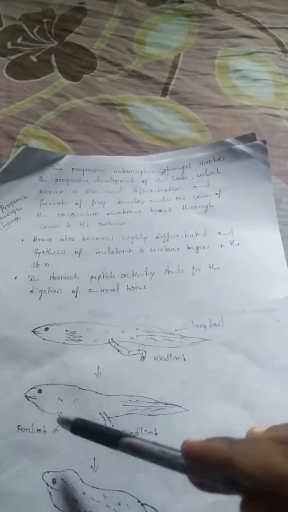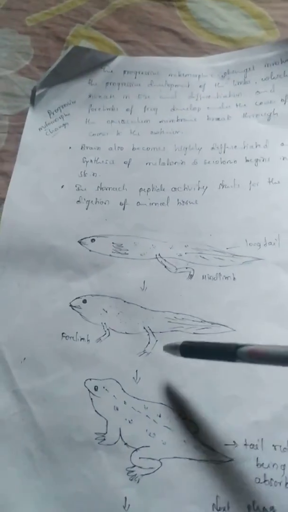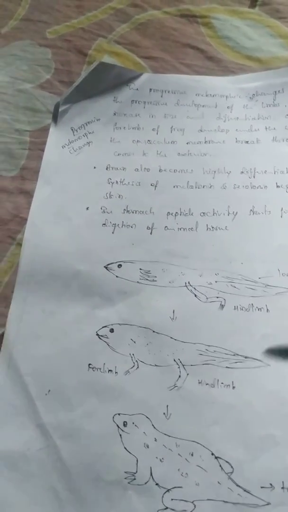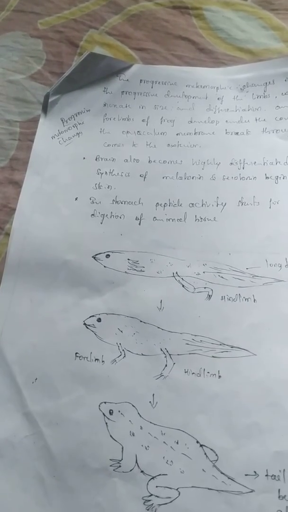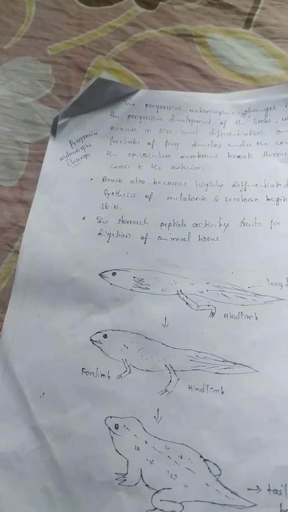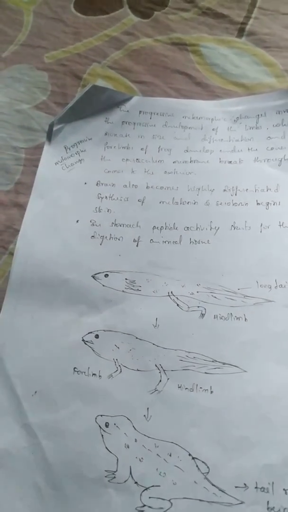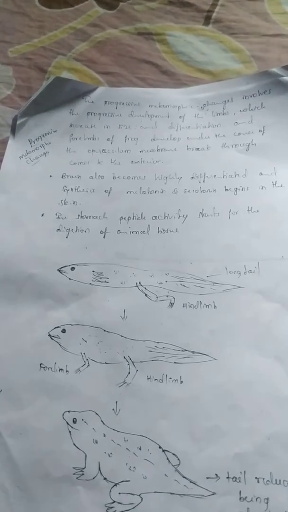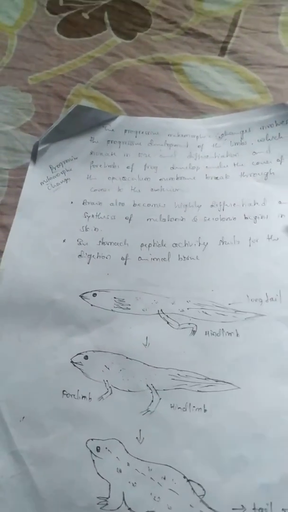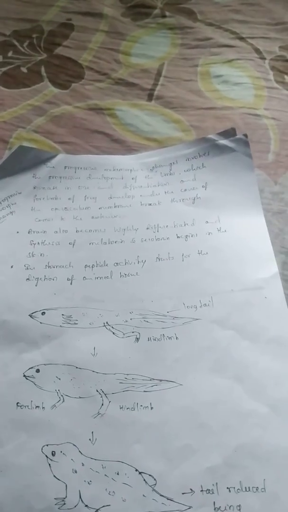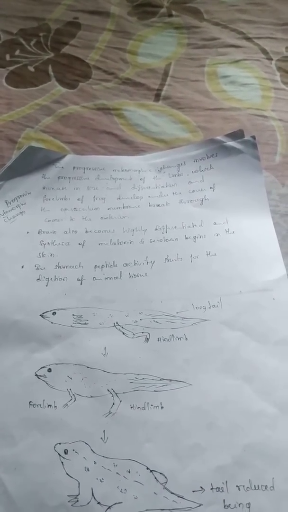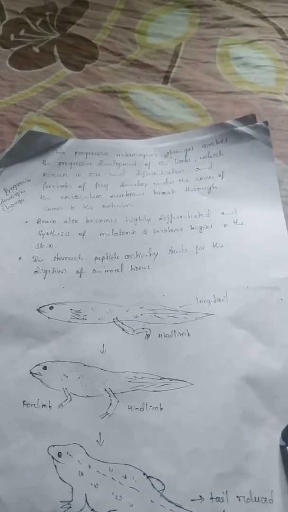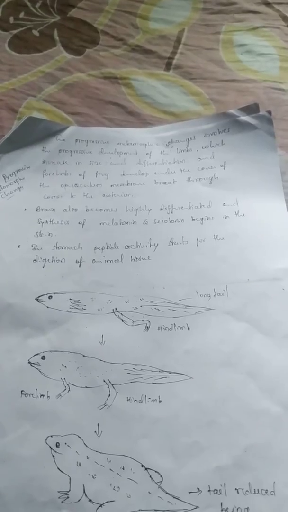They develop the forelimbs and hind limbs in the adult one, which increase in size and differentiation. The forelimbs of the frog develop and cover the operculum, in the sense that the cover of the gills comes on the exterior. The brain also becomes highly differentiated and synthesizes melatonin and serotonin. The brain of the adult one is highly differentiated, and the hormones released from the hypothalamus, melatonin and serotonin, are helpful for coloration, which gives coloration to the adult one.